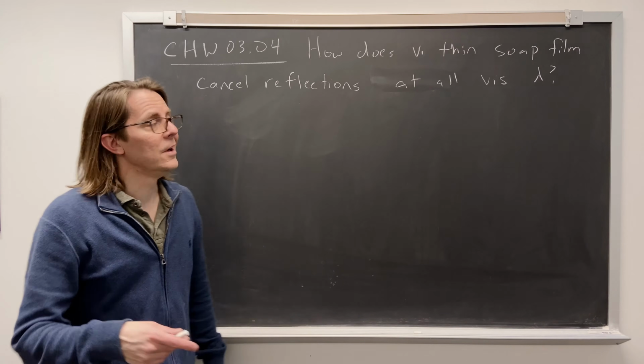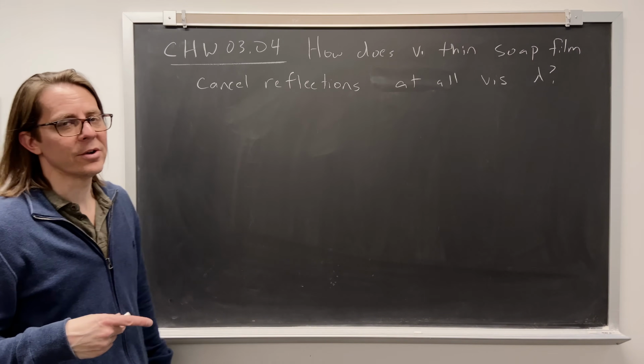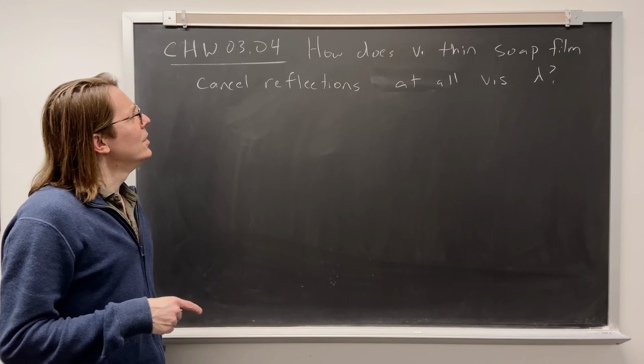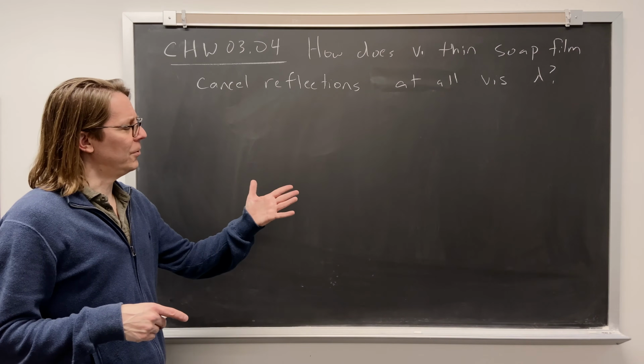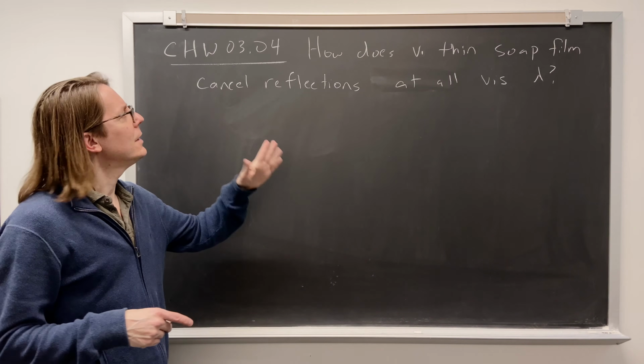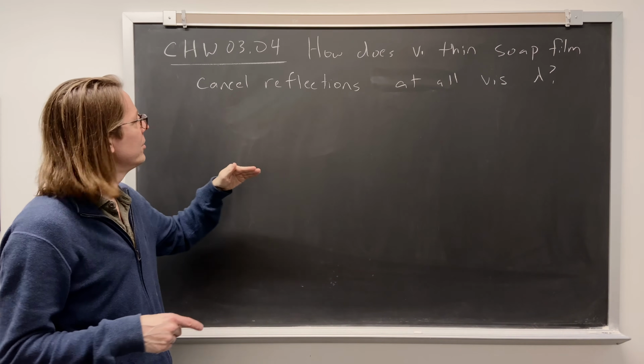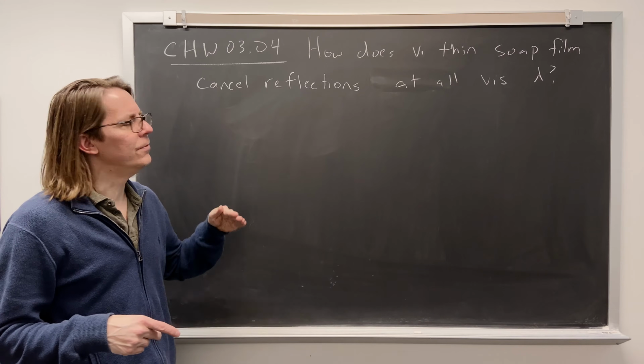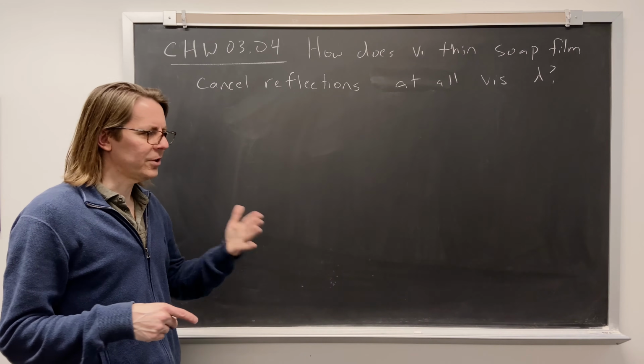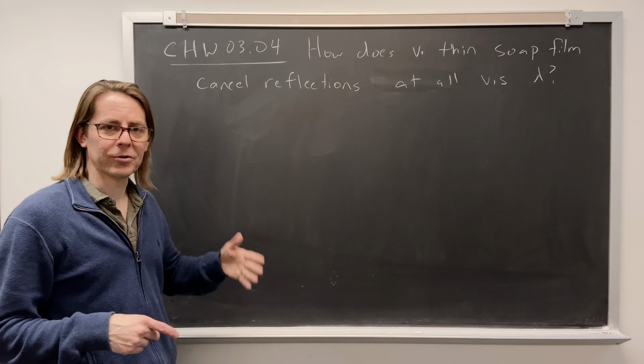This isn't really a mathematical one, but it does make you think about reflections and phases. There's that picture of a soap film, and it's black on the top. And the question is, how does the very thin part of the film, meaning the black part, cancel reflections at all visible wavelengths?